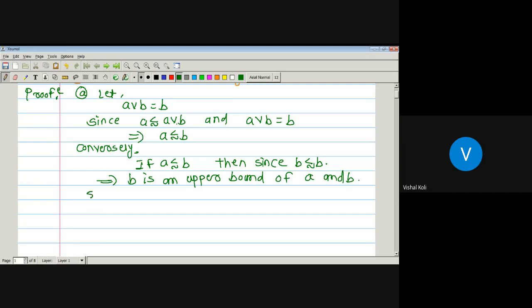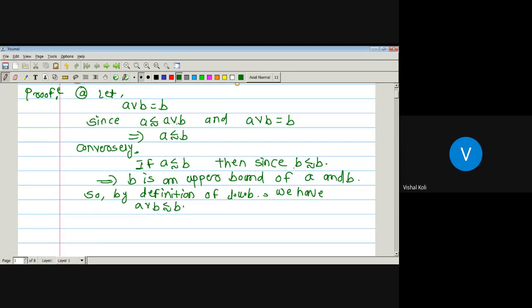Now, by the definition of least upper bound, we have a join b precedes b.